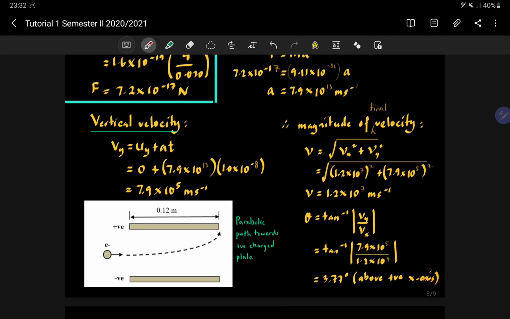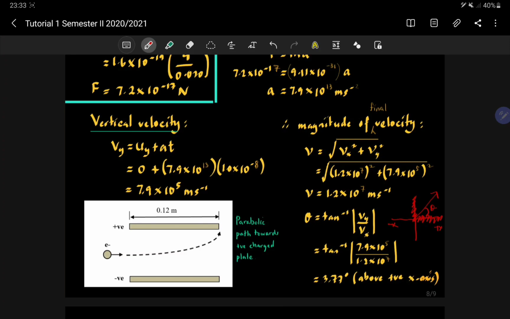How do we know? We just draw out the axes. Vx is positive, vy also positive, so the resultant is just here. So this is the angle, and the angle is above the positive x-axis. This is positive x and this is negative x. The resultant is located in the first quadrant, and the angle should be above the positive x-axis.